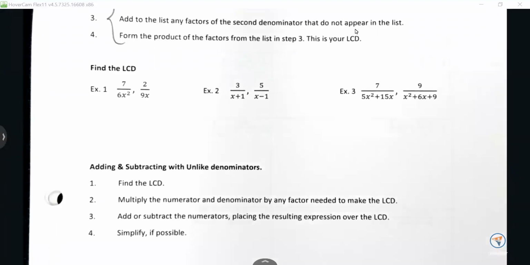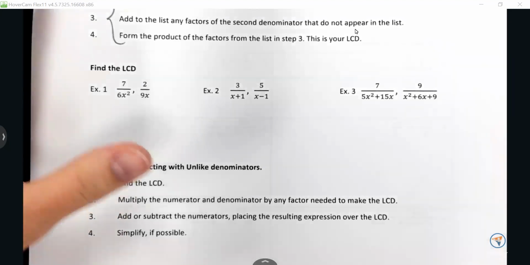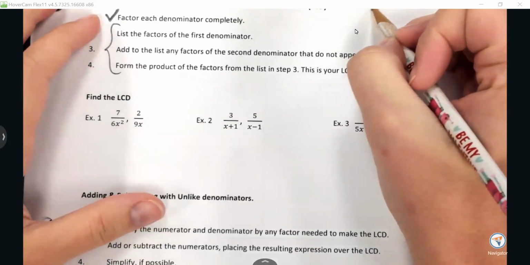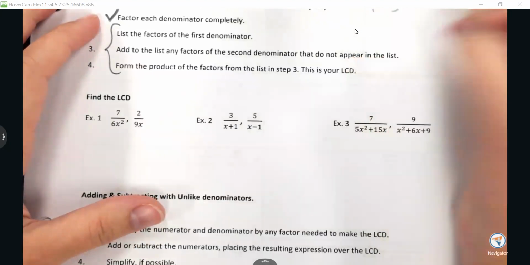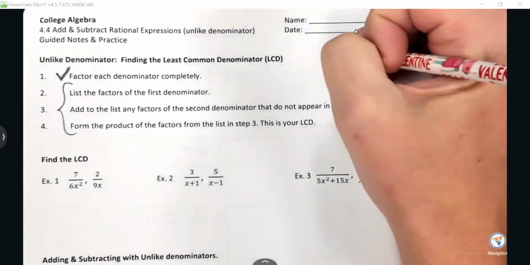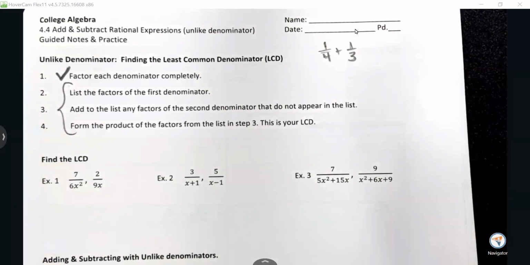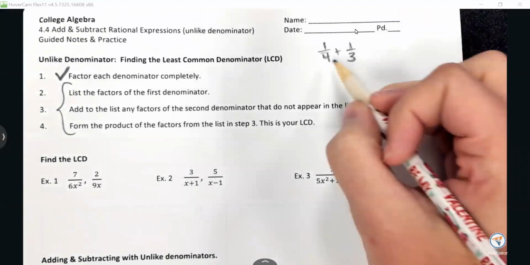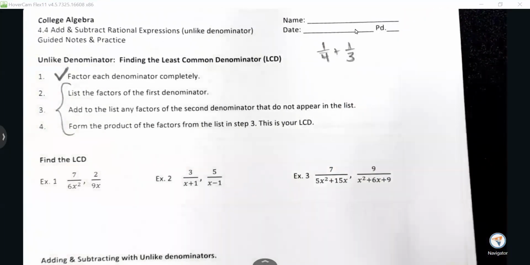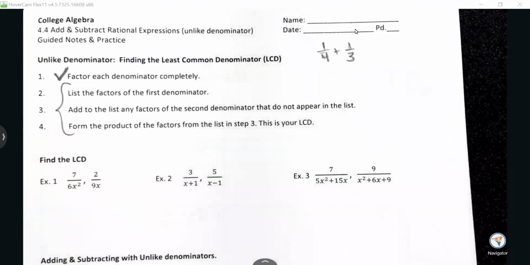So we are finding an LCD, the least common denominator, okay? So for example, if I had 1/4 plus 1/3, what would their least common denominator be? 12, okay? So we're doing the same thing, but with letters and adding and subtracting, okay? So their least common denominator would be 12 because I can multiply 4 times something to get to 12, and I can multiply 3 times something to get to 12.